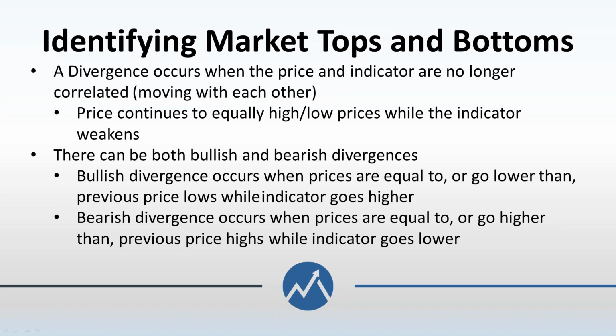Now, we don't just look at one part of the NQ momentum. We're not just looking at the indicator lines. We're looking at both indicator lines and histograms, and we're looking at one set of up histograms and upward indicator line compared to another set of up histograms and indicator line, or down histograms and down indicator line. So there can be both bullish and bearish divergences. A bullish divergence occurs when prices are equal to or go lower than the previous pivot low while the indicator stays higher. A bearish divergence occurs when prices are equal to or go higher than the previous price highs while the indicator goes lower.